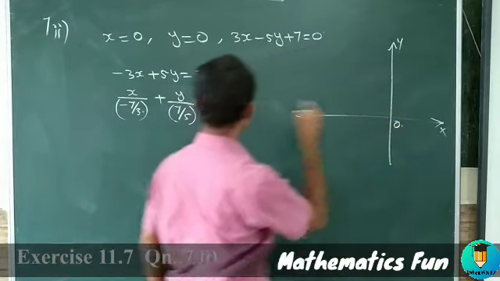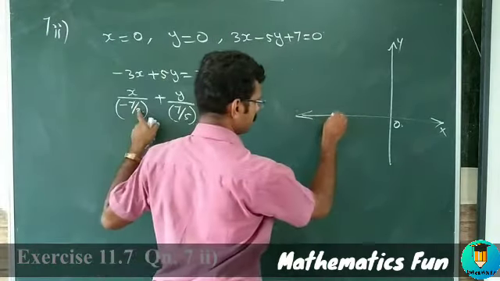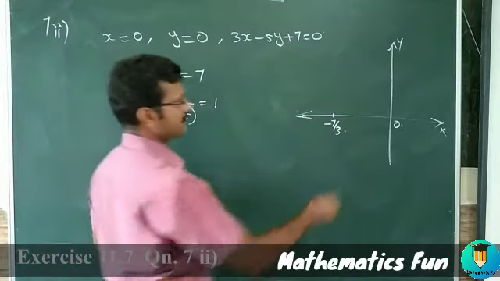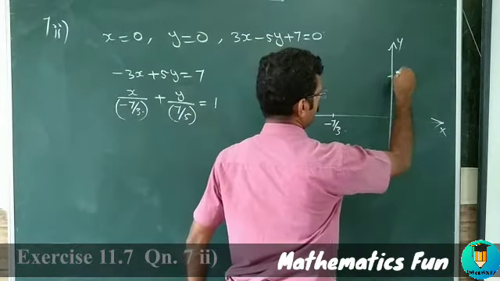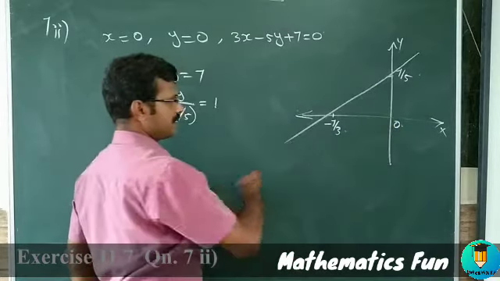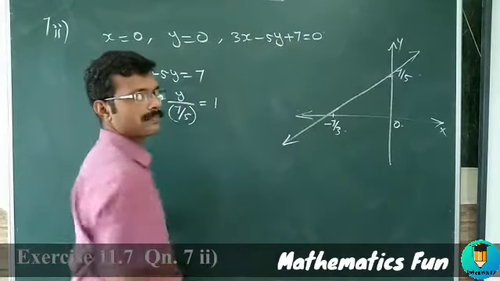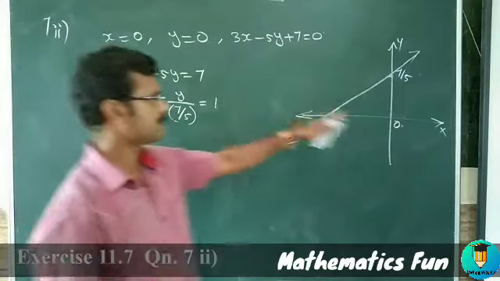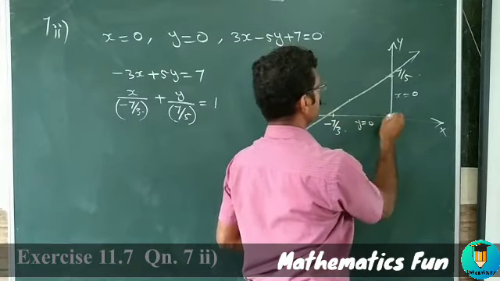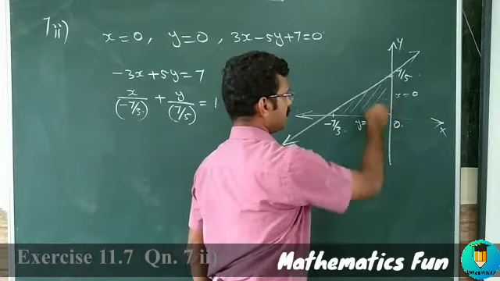X-axis, y-axis, negative side. The x-intercept is minus 7 by 3, so it will be here, and the y-intercept is 7 by 5. So that means this is the given line. This is x equal to 0, and this one is y equal to 0. This is the triangle.